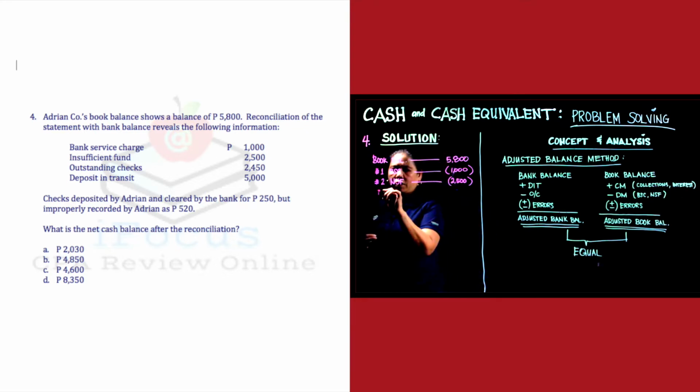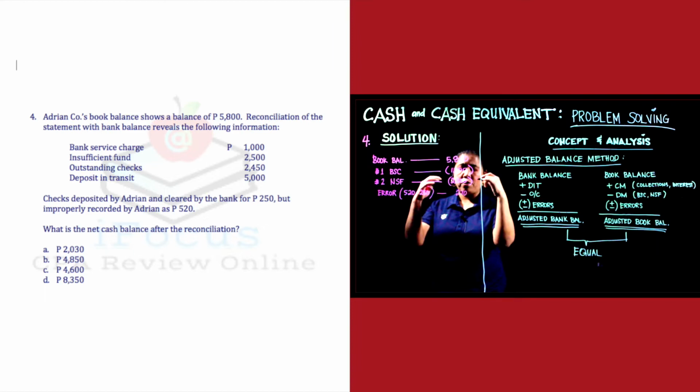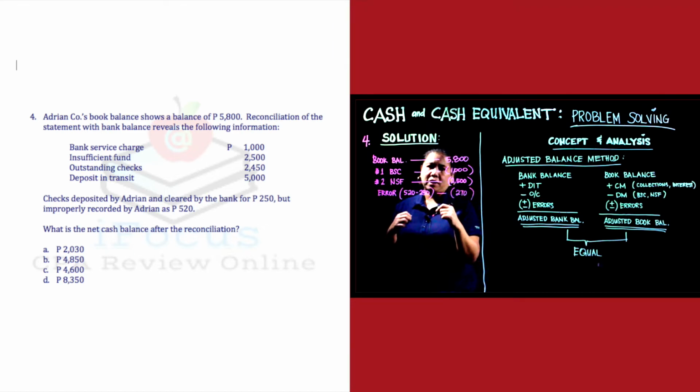Alright? So, the difference of 270 should be a deduction of the book balance. Alright? Bakit deductions? Kasi mas malaki yung ni-record niya. So, supposed to be, re-record lang niya is 250, pero na-record niya as 520.